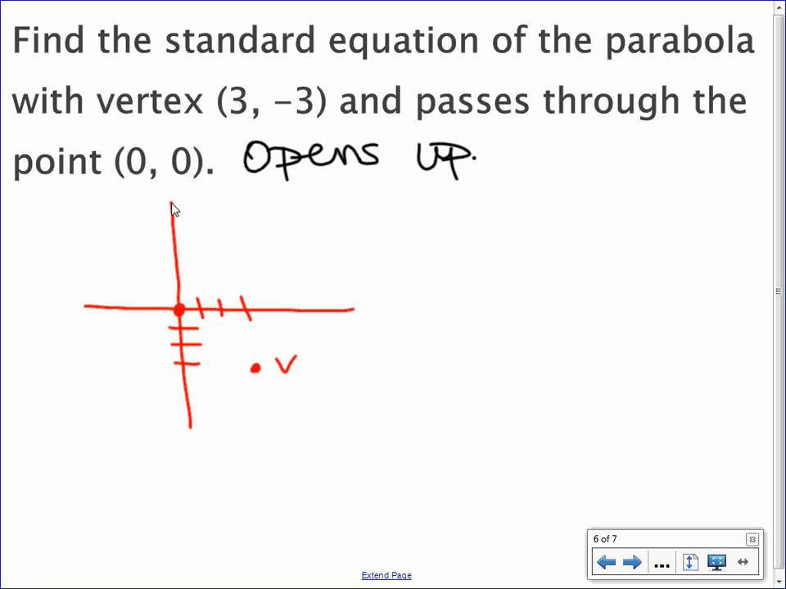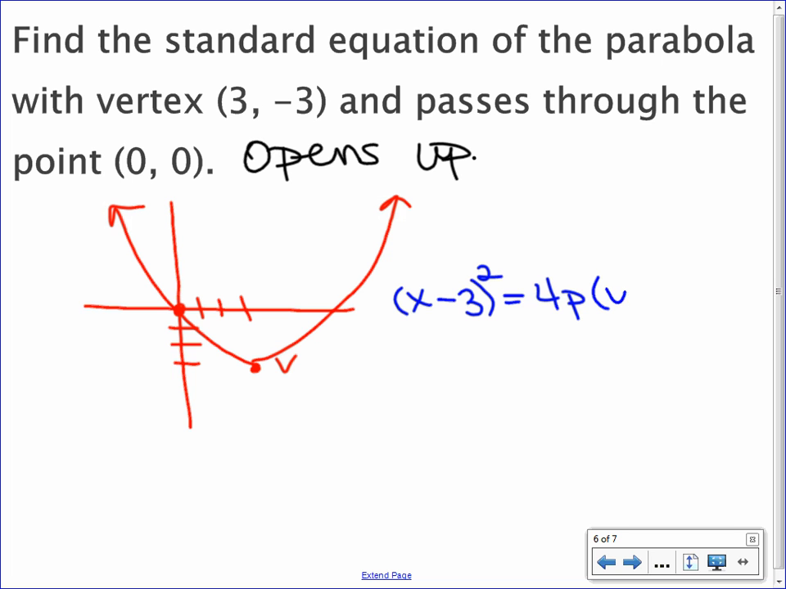You can recommend that. So this is opening up. We know nothing about p. That's really too bad. But we know what h and k are, correct? Yeah. So we can at least write, this is opening up, so the x is being squared. We have (x minus h) squared equals 4p times (y minus k).